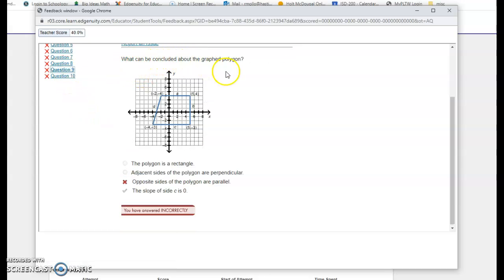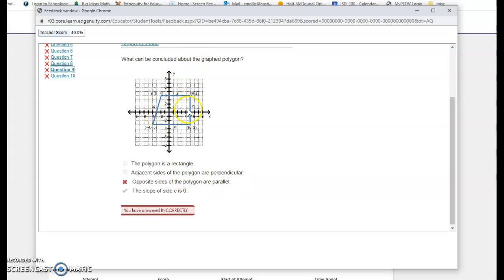What can be concluded about the graph here? The polygon is a rectangle. Nope, it's not a rectangle. If it came out here, then it would be a rectangle. Adjacent sides of the polygon are perpendicular. Again, same thing. Since this line doesn't cross at a 90-degree angle, it can't be perpendicular. Opposite sides of the polygon are parallel.